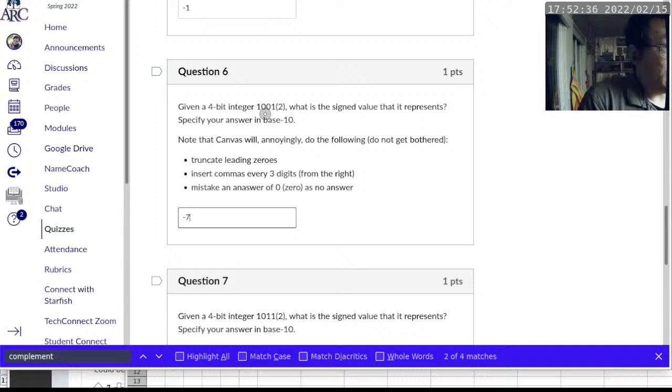All right, so getting to the text channel, MSB equals to 1, so it's negative. Yep, exactly. So John is correct about that.